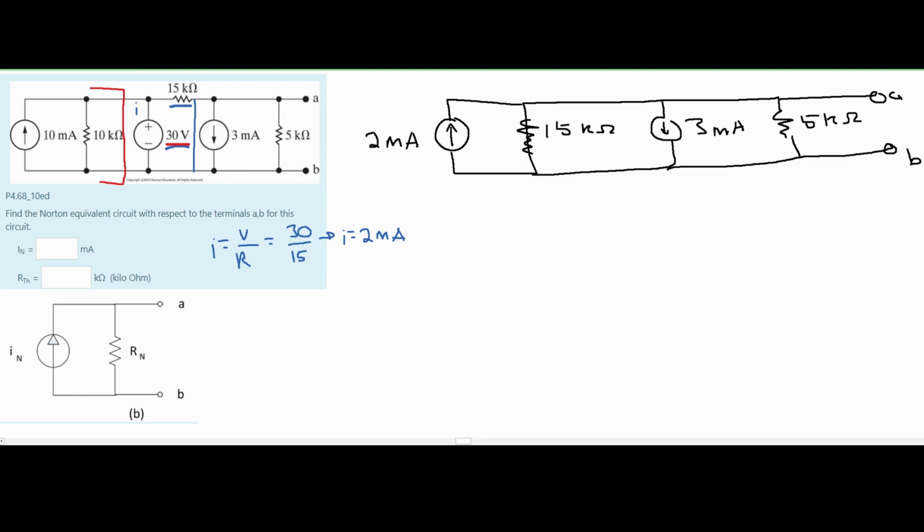When we do this, we can pick a node. I'll use this node right here. We can see that our 2 milliamps is flowing into it and our 3 milliamps is flowing out of it, and of course our Norton current is flowing out of it as well.